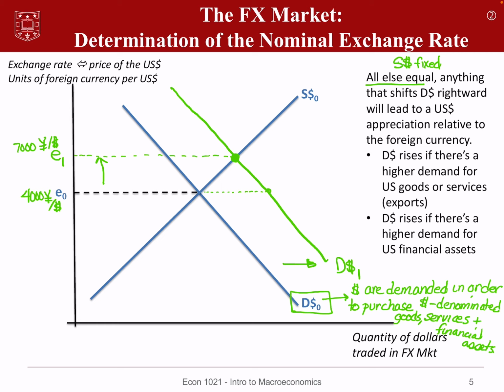So the demand for dollars is going to rise if there's a higher demand for goods and services. In other words, if there's an increase in exports of goods and services from the US to the rest of the world. And the demand for dollars would also rise if there's a higher demand for US financial assets. By whom? By people in the rest of the world. So the rest of the world wants to more intensely buy, say, stocks or bonds in the US.